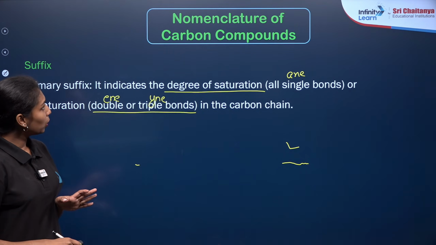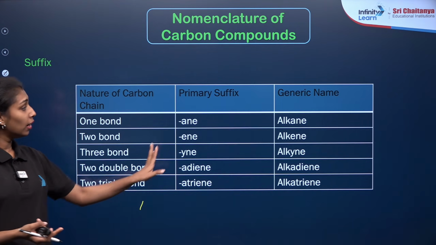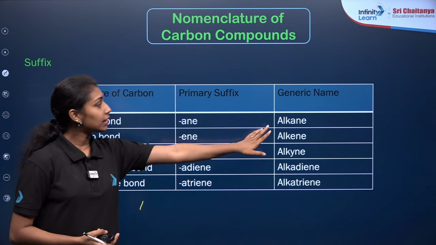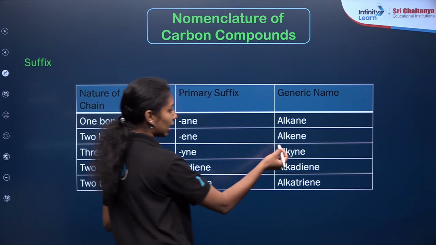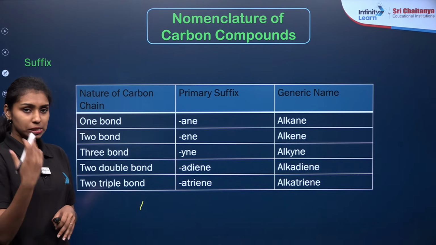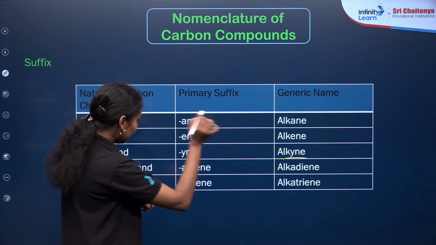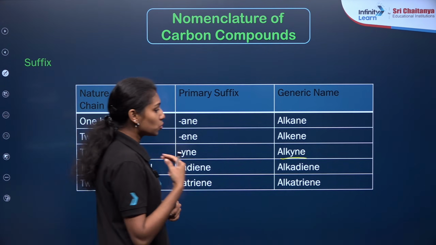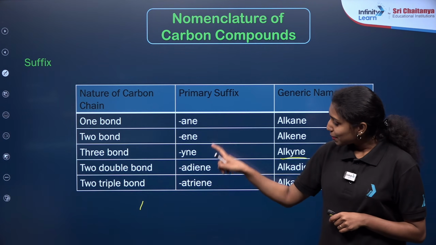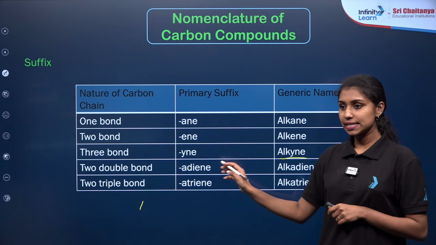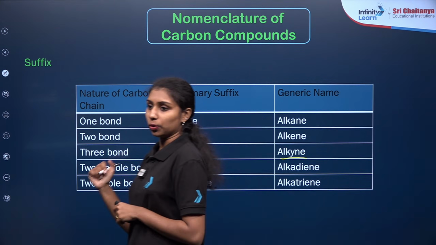Here they are giving the rules for IUPAC naming of compounds. If only single bonds are present, the primary suffix is ane, and the generic name is alkane. For a double bond, it is ene, which is alkene. For a triple bond, it is yne, also known as alkyne. One more case is if there are 2 double bonds. Then the primary suffix will be a-diene, where diene stands for two double bonds being present. So alkadiene will be the generic name of this compound.